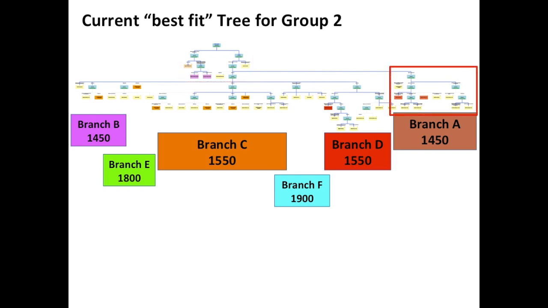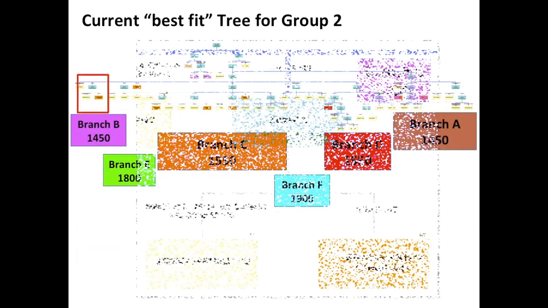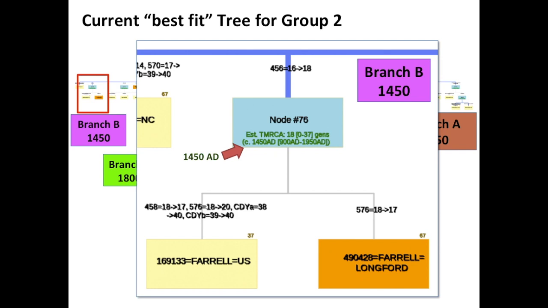Let's look at branch A. Branch A, here are the dates, 1450. They're all 1450. So everybody in branch A goes back to an ancestor that was born about 1450. This should be a huge branch because we're not seeing 1700, 1800. They're all going back. So they're actually all very distantly related to each other within this branch A. Branch B, this one over here, again 1450, there's only two people, one of them goes back to Longford.